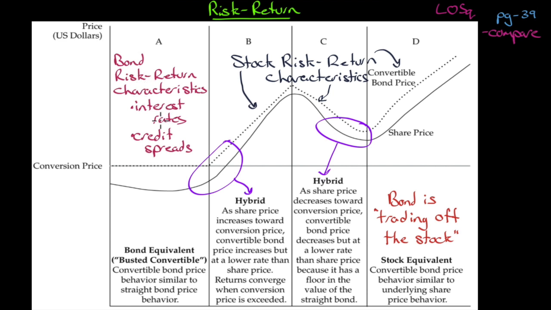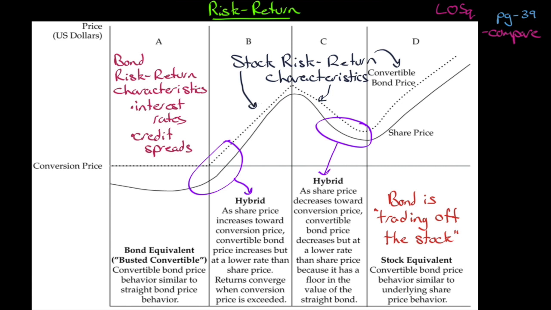Interest rates and credit spreads dominate the valuation process. It's called a busted convertible. It's kind of a neat term, a busted convertible. The convertible bond price behavior is similar to the straight bond price behavior when it's simply not worth converting. As the stock price turns up, it starts to push the bond price up, and you can see they start to really approach each other at high prices.